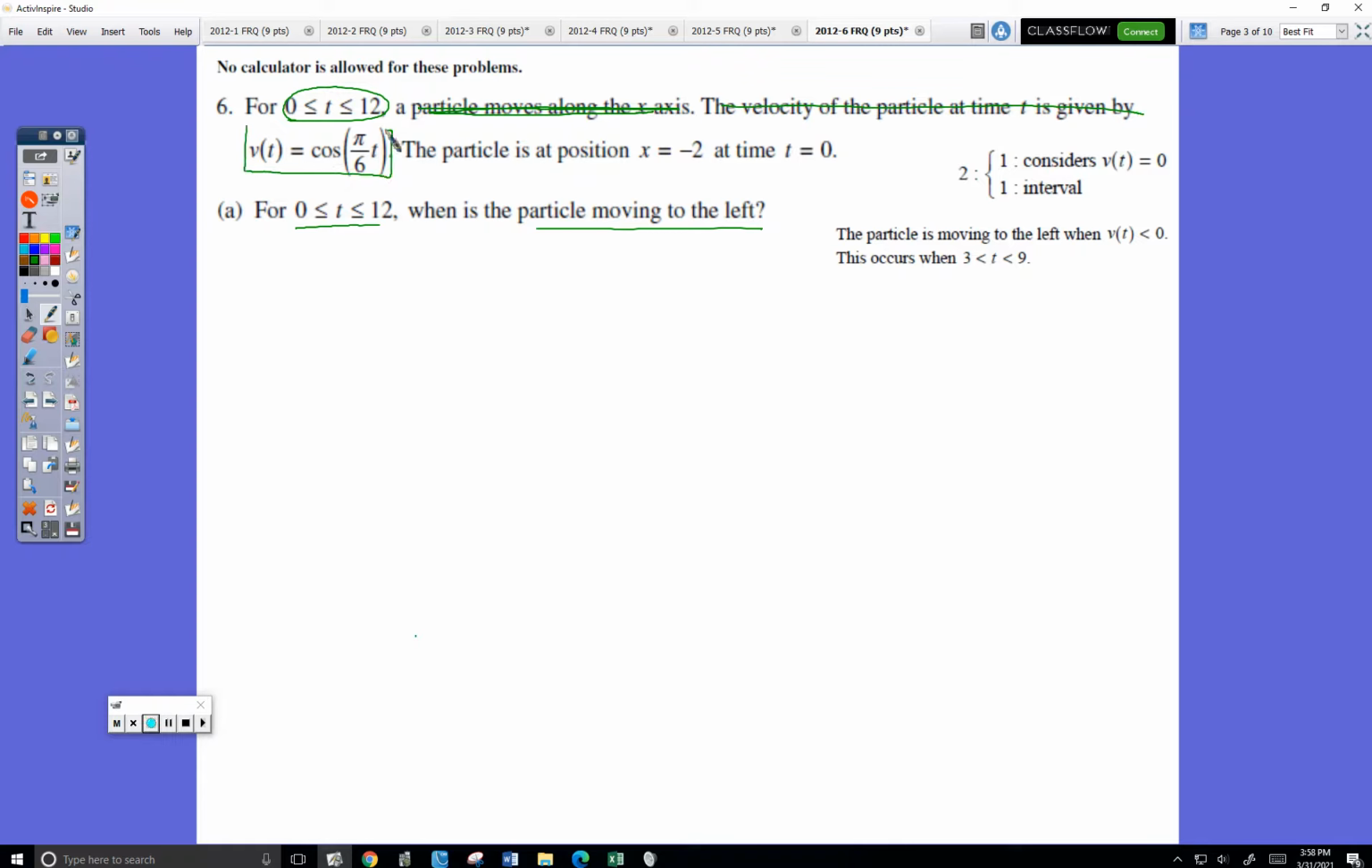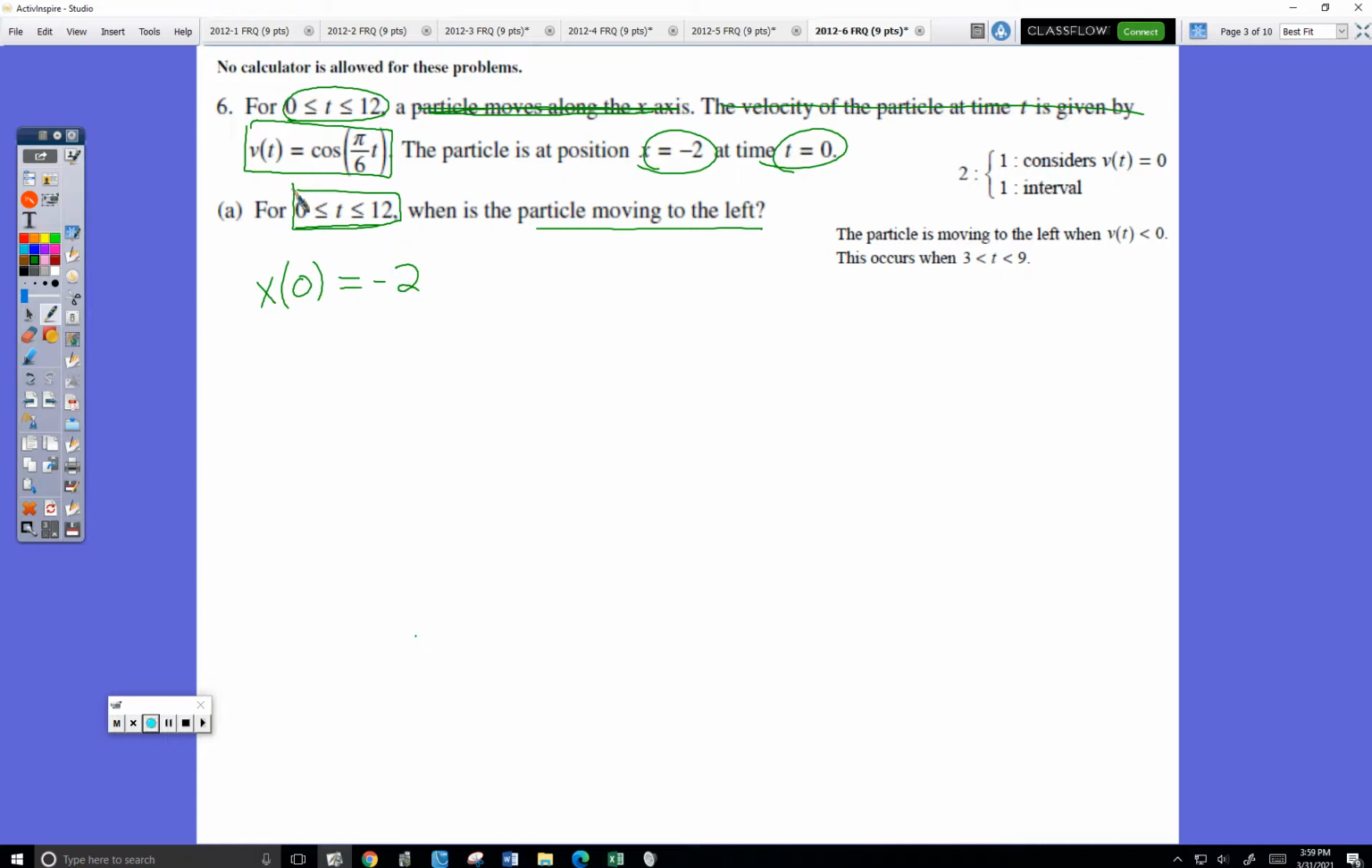They give me the velocity. You want to know when the particle is moving left. They do also tell me that the position at time 0 is -2. I'll need that at some point probably. Okay, I know the particle is moving left whenever the velocity is negative.